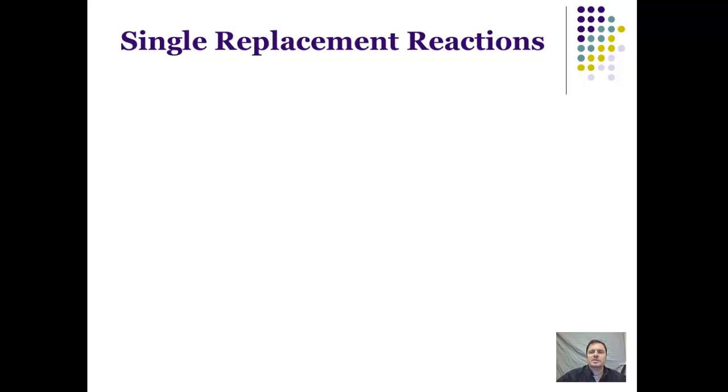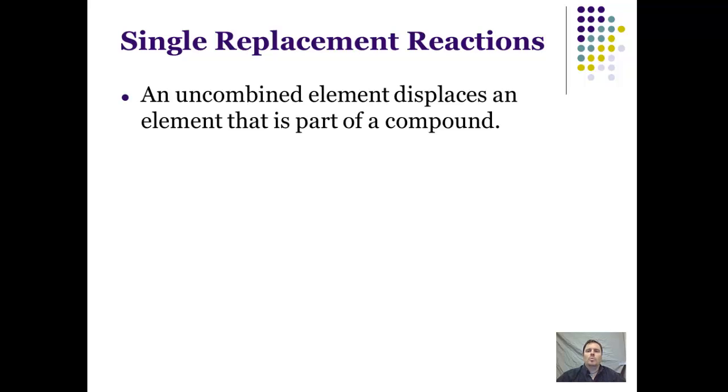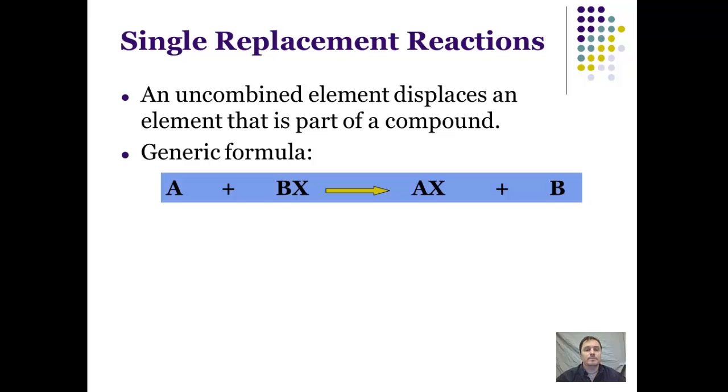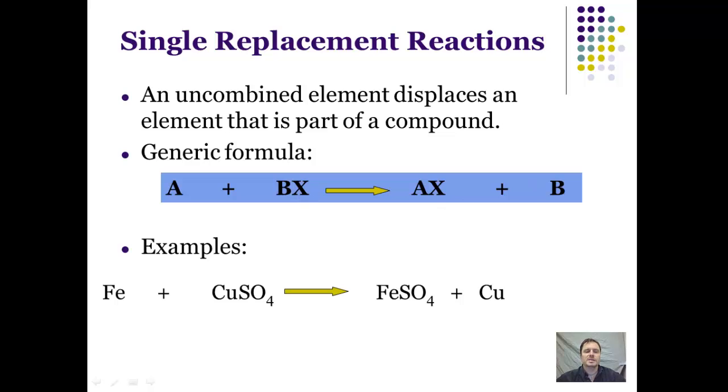Okay, our next type is a single replacement reaction. What happens in a single replacement is that an uncombined element, meaning an element just hanging out by itself, replaces another element in a compound. So our generic formula is something like this. A plus BX gives AX plus B. You can see A replaces this B, kicks B out, and replaces it there. Examples. Iron plus copper sulfate gives us iron 2 sulfate plus copper. The iron kicked the copper out. Another one, chlorine plus potassium iodide gives us potassium chloride plus iodine.